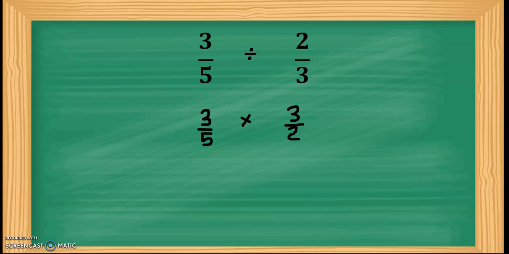Now when I multiply 3 times 3, I will end up with 9, and when I multiply 5 times 2, I will end up with 10. Now we can leave this as a proper fraction, and we don't have to simplify it.